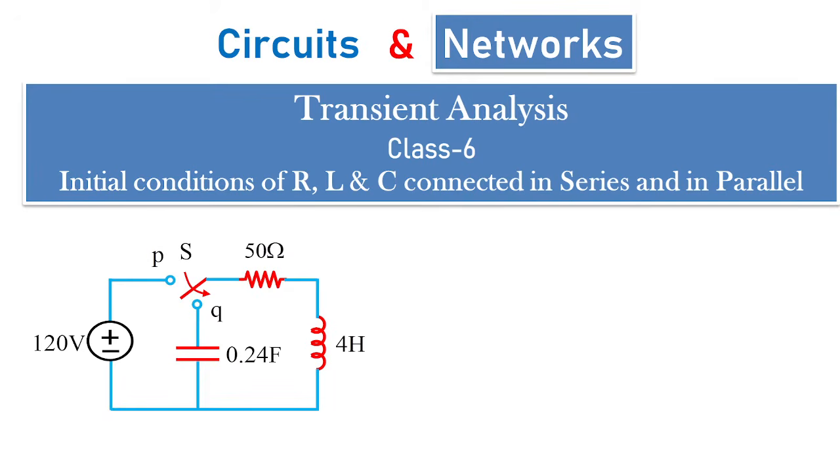We are going to see this problem where you can see the passive elements, that is 0.2 farads, 50 ohms, 4 henries, and the arrangement of a switch which is positioned at P as well as Q. So you can see a switch S is there. What is it indicating? It is indicating that this switch can be moved from P to Q. So that is how you have to understand the problem.